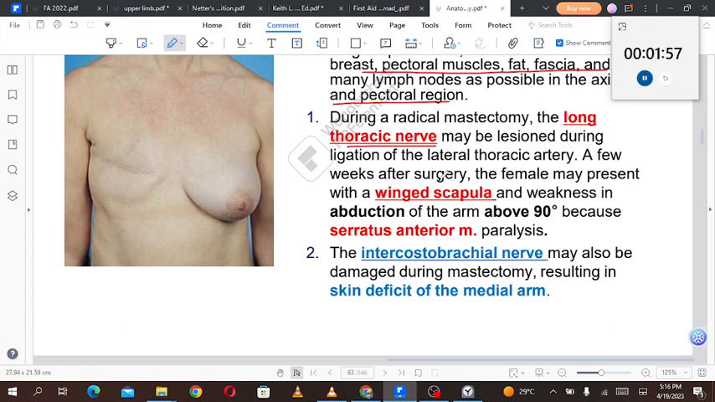A few weeks after surgery, the female may present with a winged scapula, okay, and weakness in the abduction of the arm above 90 degrees because the serratus anterior muscle has been paralyzed, which was supplied by the long thoracic nerve. The intercostobrachial nerve may also be damaged during the mastectomy, resulting in a skin deficit of the medial arm.